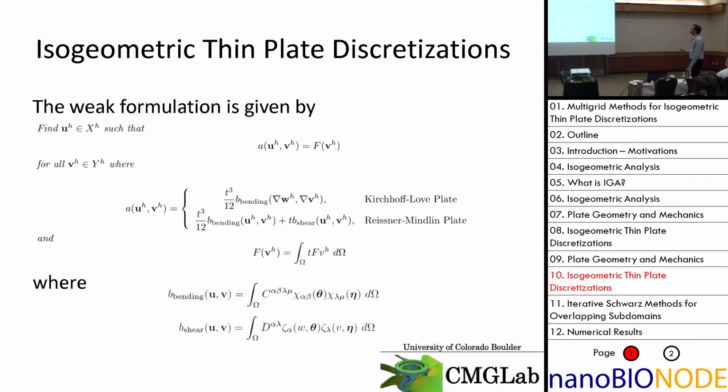So with this, our weak formulation can be unified between the Kirchhoff-Love and Reissner-Mindlin plates. For our Kirchhoff-Love plate, we take the gradient of our displacement profile and put it into our bending energy. For the Reissner-Mindlin plate, we have our two displacements here, and we have this extra shear strain energy. Together with all this, this is what we'll use to implement our isogeometric methodology.